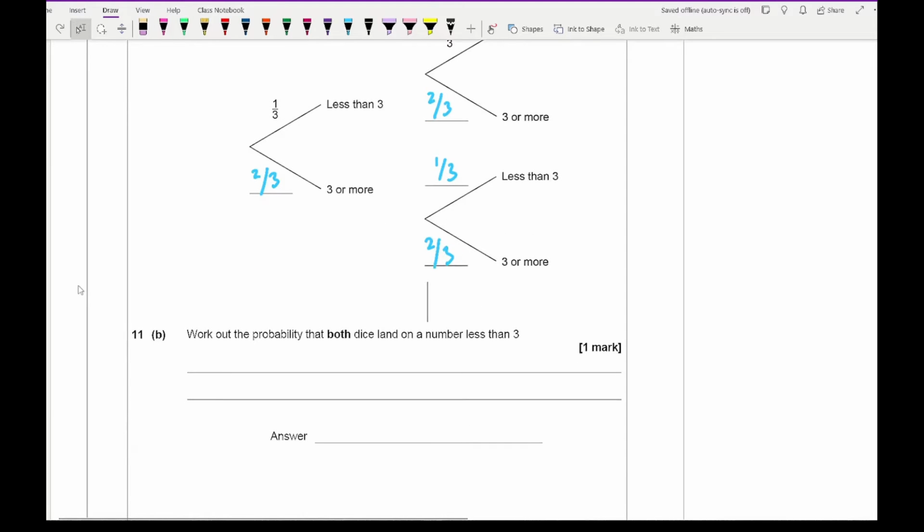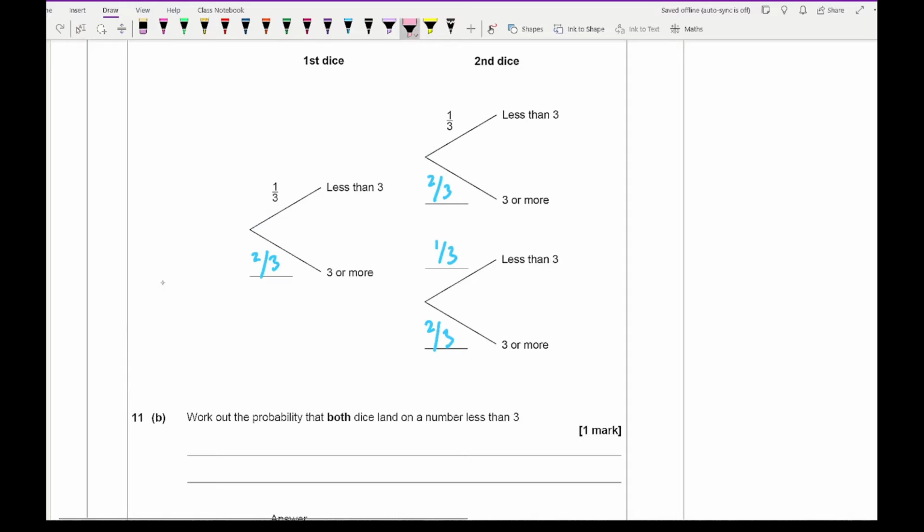The question then says work out the probability that both dice land on a number that's less than 3. So less than 3 is going to be these 2 probabilities here. So here I've got 1/3 times 1/3, which equals 1/9.